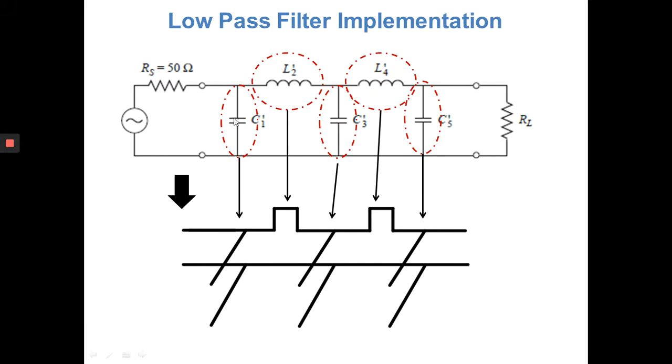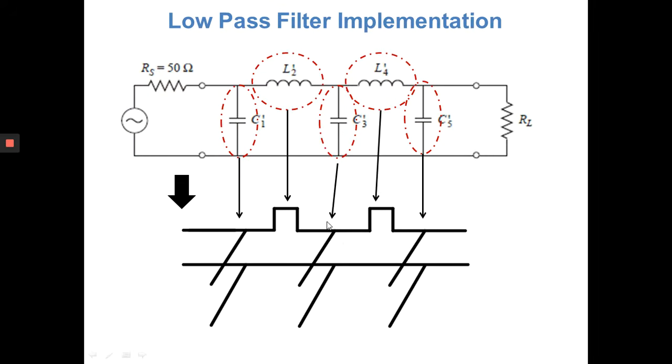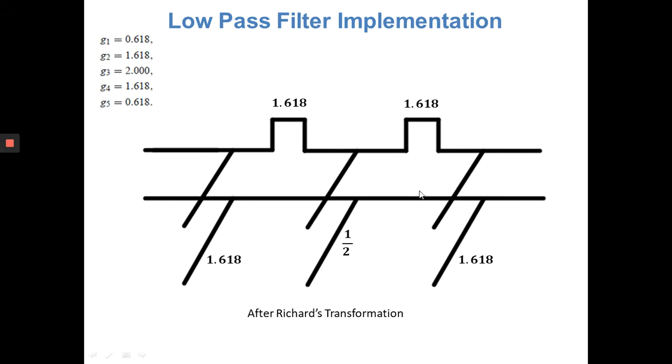But what about the values? I already told you the values. The C value will be 1 by C, meaning the G value actually. So this value will be 1 by G, and this value will be the same as the G. So let's see what the values are. Since we have a G here, this is 1 by G, so 1.618, and this one is 1.618 because of G2 here. G3 is this one, so 1 by G3 is 1 by 2, and this one is similar. So this is what we get after the Richards transformation.